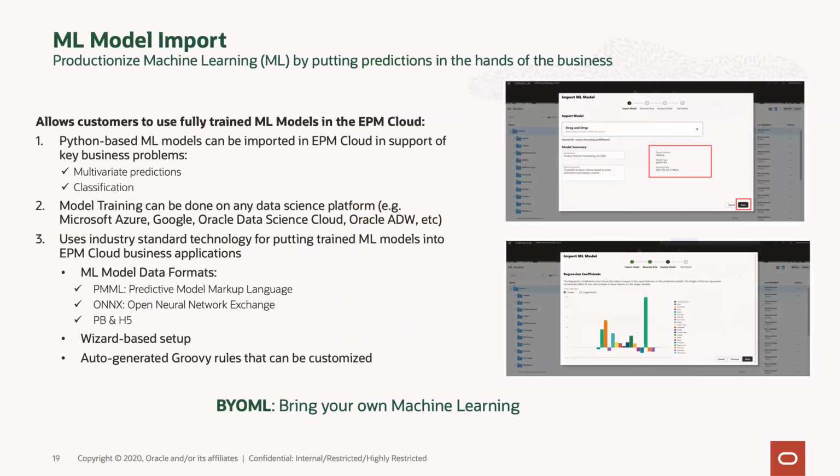I'll finish up here with a brief explanation around ML model import. This is probably not an enhancement that every customer is going to want to use, but if you are a customer that already has a data science team, or somebody in finance who knows how to do some data science with maybe Python and whatnot, then this is a feature that can be really attractive to customers like that. It allows you to take data science projects and import the results of them into your EPM cloud to take advantage of it.